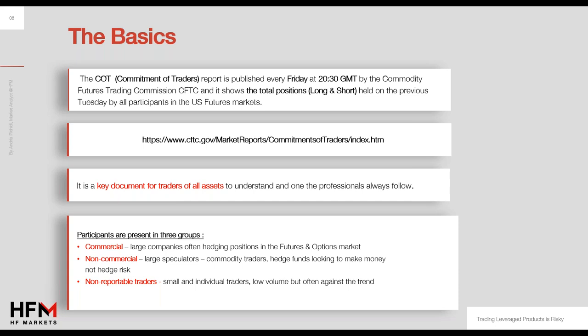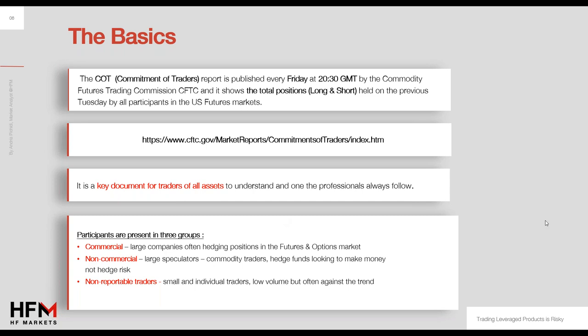So a lot of traders use it to decide whether they will go along with the trend or along with the majority of the market participants based on this report. This report presents what type of positioning the commercial participants have taken, what positioning the non-commercial traders have taken, and what the non-reportable traders have taken. Based on where the majority of them stand in a particular market, you can determine what kind of position you can take on your own trades as well.